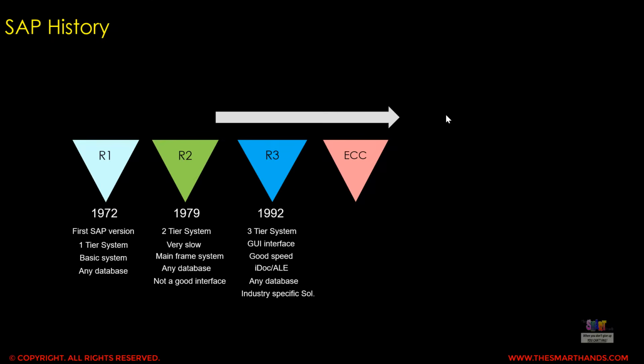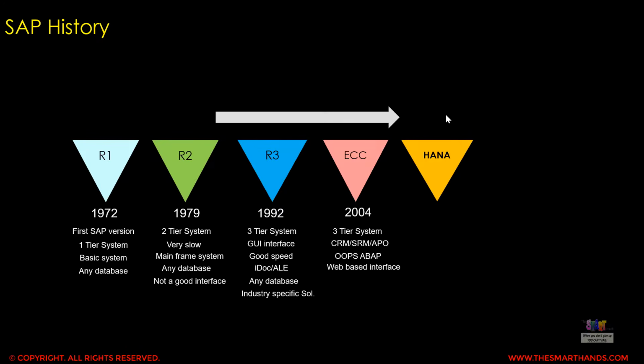And then the next version was ECC, launched in 2004. It was a three-tier system. They also introduced some new modules like CRM, SRM, APO, which were some advanced modules. And OOPS ABAP, which is a part of programming, was also introduced. It was a web-based interface.